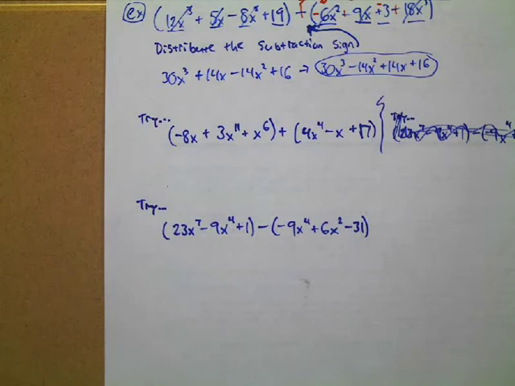You could say, so if you have a negative 9 plus a 9, that makes 0. So you could write 0 x to the 4th if you wanted to, or you could just eliminate it because it's gone, right?